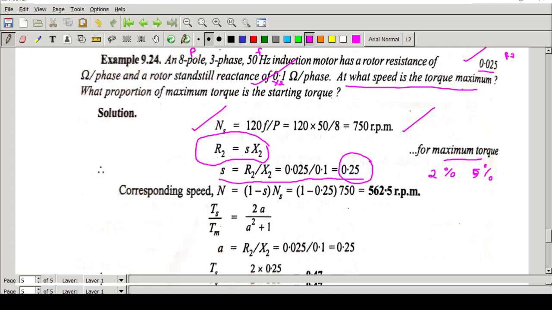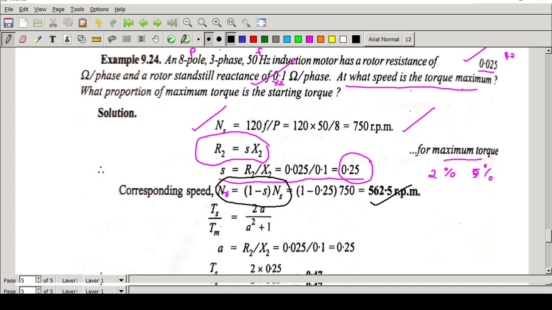Now, once we get the value of the slip, we can find the speed of the rotor. Speed of the rotor is denoted by the letter NR. Here you can see NR. So this is another expression, I will just mark this equation. That is, NR is given by (1 minus S) into NS. This is also a very important relation. So using this we can find the speed of the rotor. This is what they asked, that is, the speed corresponding to the maximum torque.